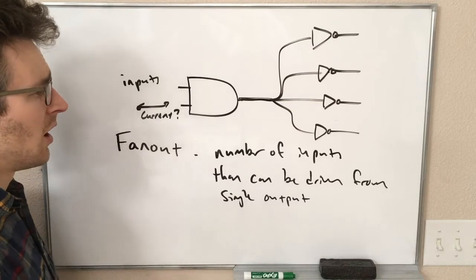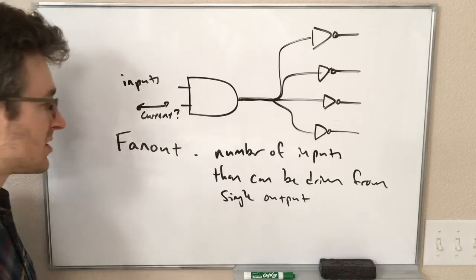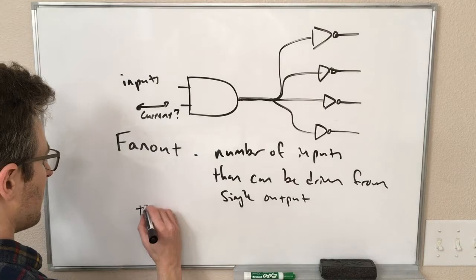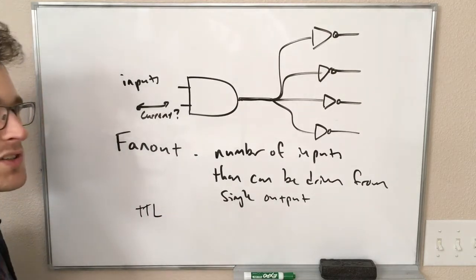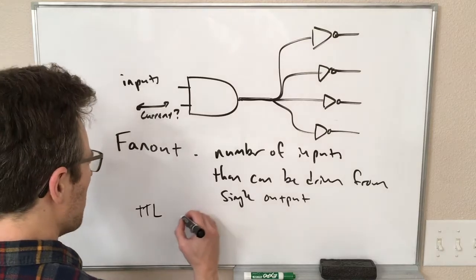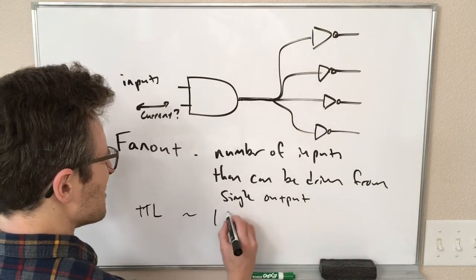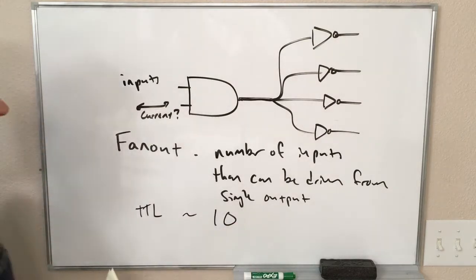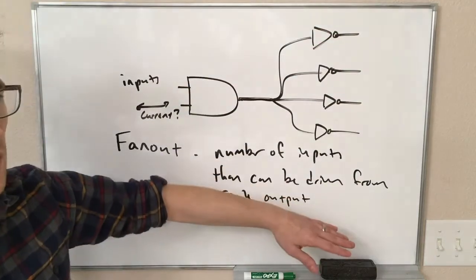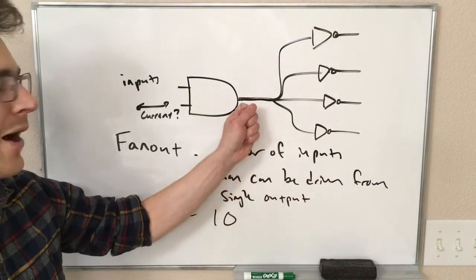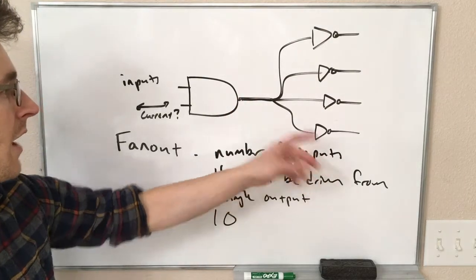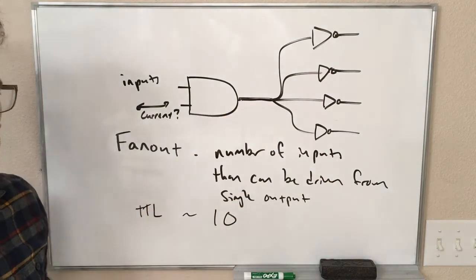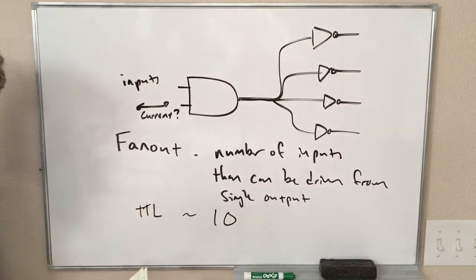Okay, so in other words, for TTL, typically, or maybe I should say ideally, you generally do things that decrease this number rather than increase this number. The fan out for TTL is roughly 10. So that means I can drive 10 gate inputs with the output of a single TTL gate. If I try to do more than that, I'm going to be drawing too much current from this, and I'm going to not get the behavior I want.